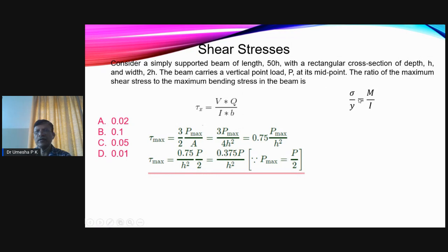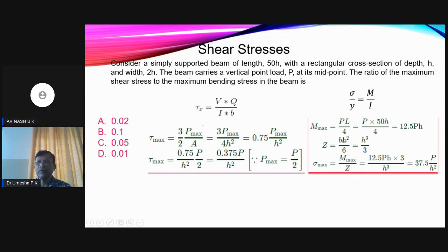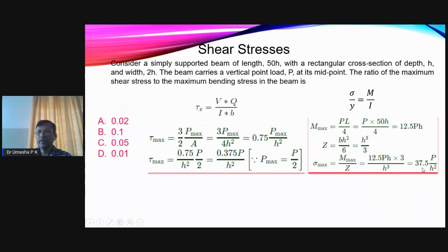So we calculate similarly sigma by y is equal to M by I. So we have to calculate the maximum bending moment, PL by 4 will be there, and Z is equal to P h square by 6 it will be there. So calculate the sigma max, that is M max by Z. So we'll be getting 0.375 P h square will be there. So the ratio will be getting 0.01. So answer D is the correct one.